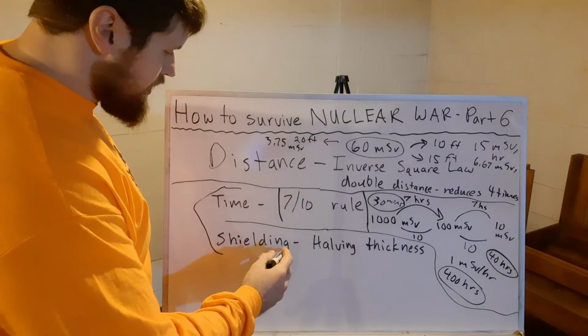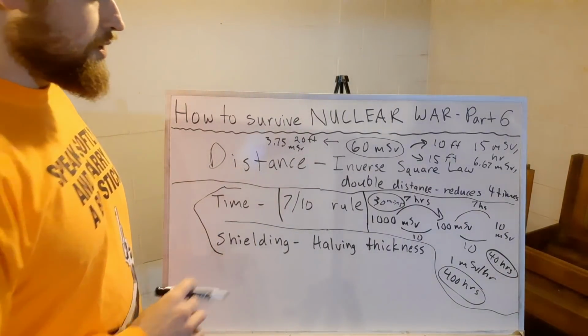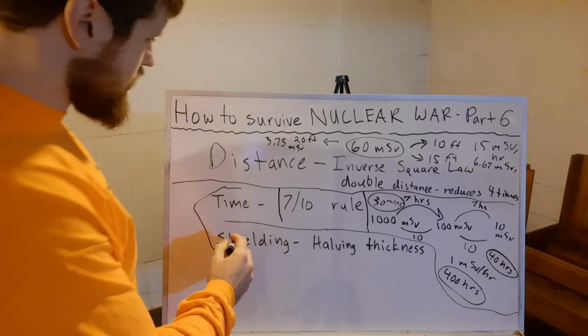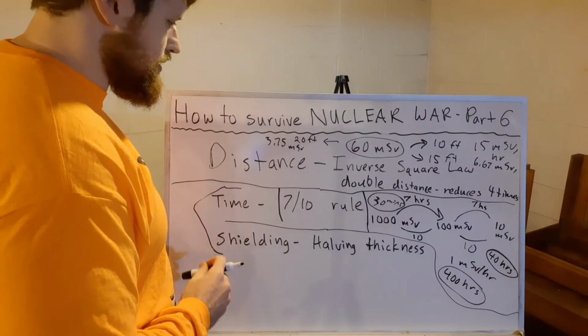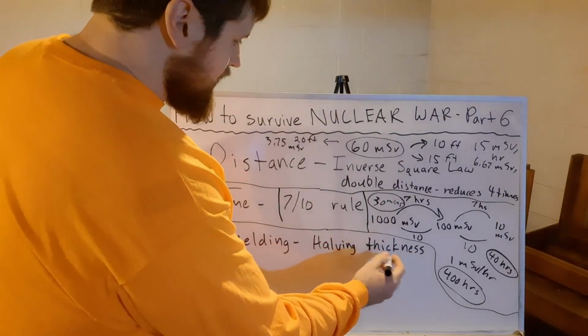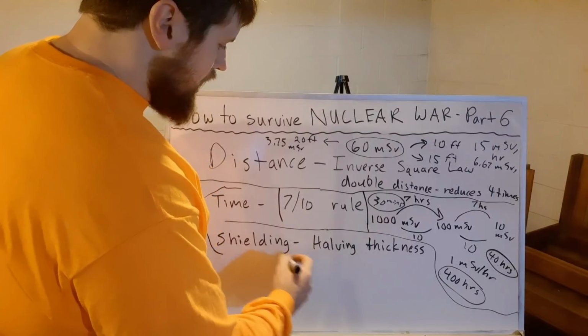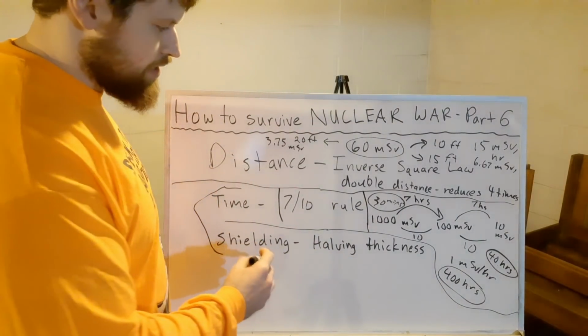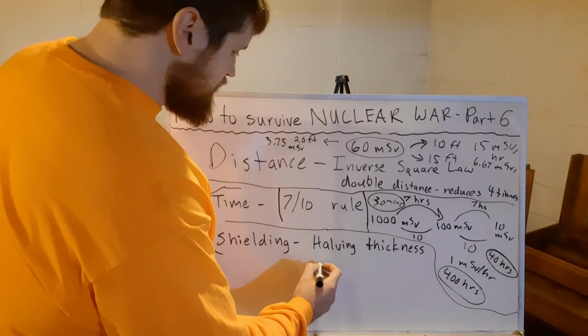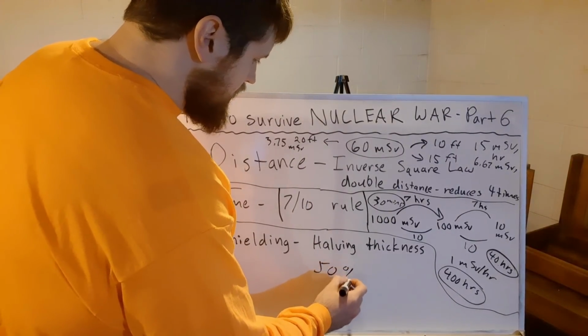Then you have shielding. Shielding is another very important concept, okay? With shielding, you have what are known as halving thicknesses. And all the halving thickness is just how much material does it take to reduce the radiation by 50%, okay?